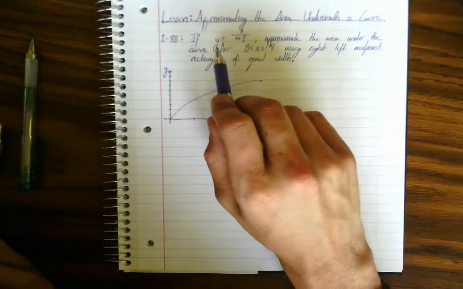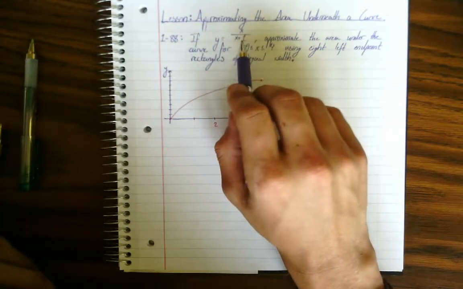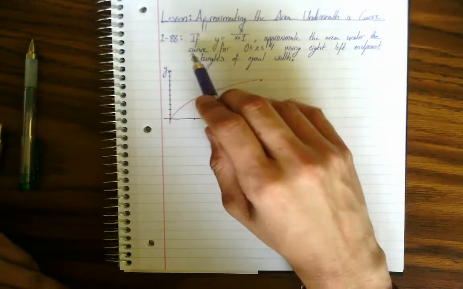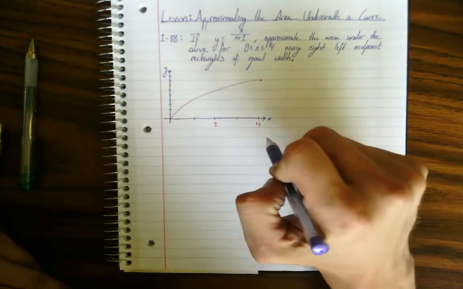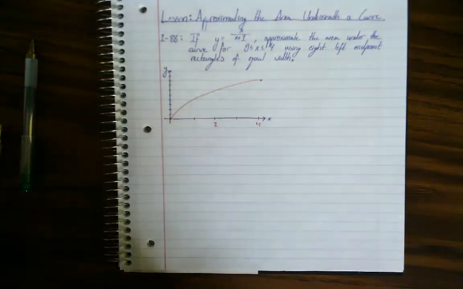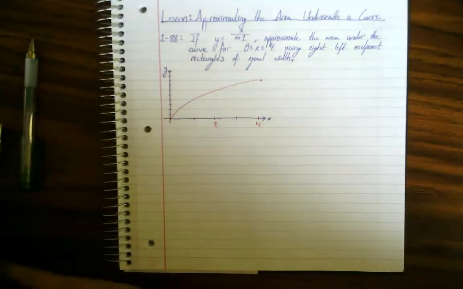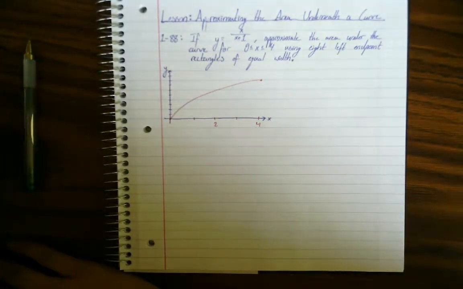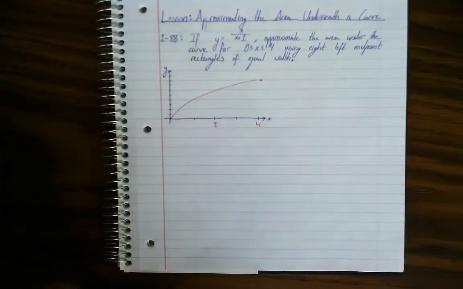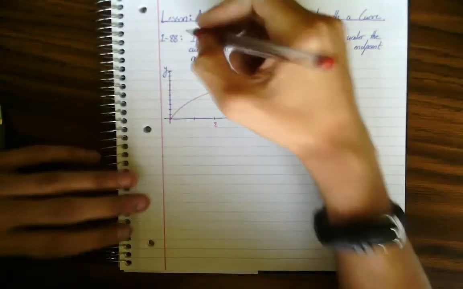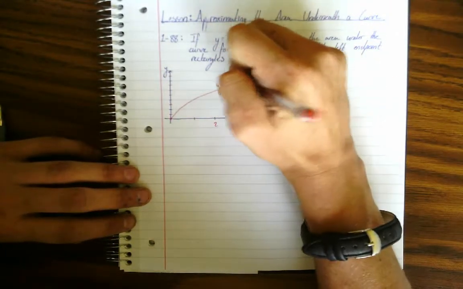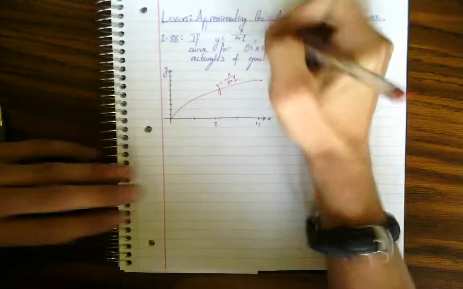It stated, if y is equal to x over x plus 1, we have some function. We want to approximate the area under the curve between 0 and 4 using 8 left endpoint rectangles of equal width. So there's a lot to unpack here. I'm going to do it one step at a time, try to color code it so we can all be on the same page on how this function actually works out. So we know that this function is defined as y being equal to x over x plus 1.